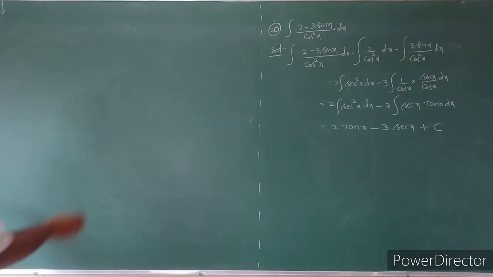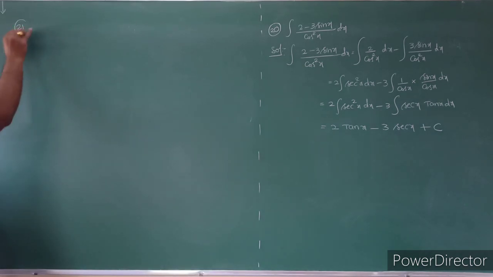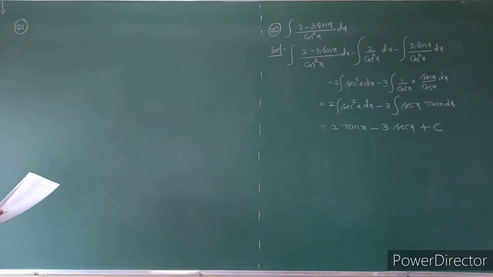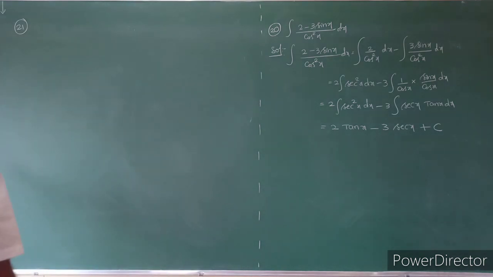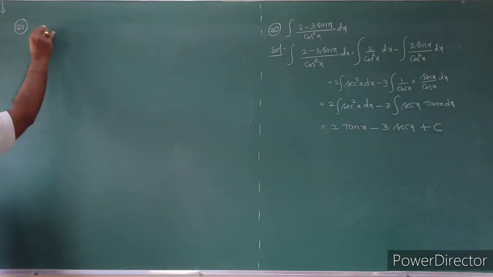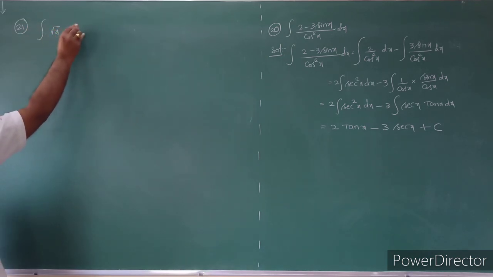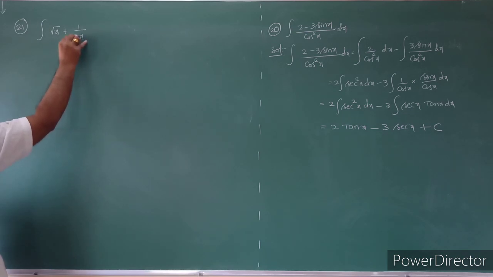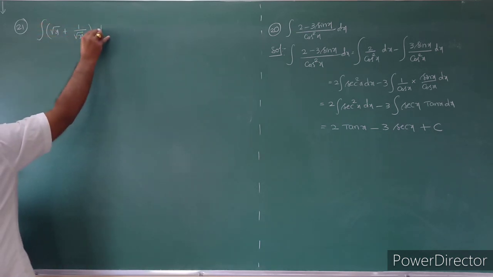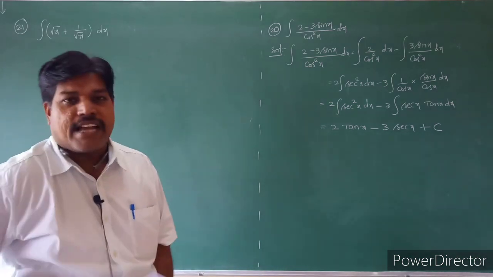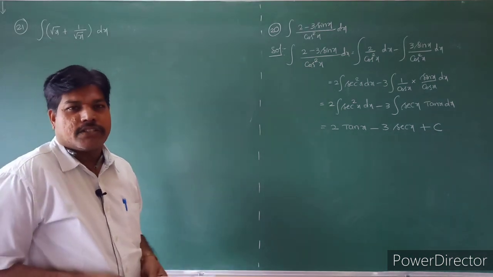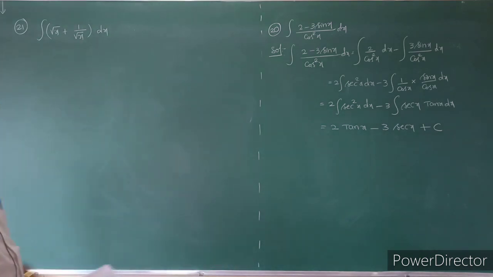See the question number 21. The antiderivative is nothing but root x plus 1 by root x into dx. Root x plus 1 by root x, antiderivative, that is nothing but integration; you have to calculate the integral of that function. So see the solution here, students.